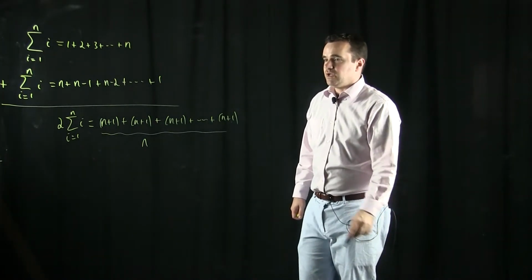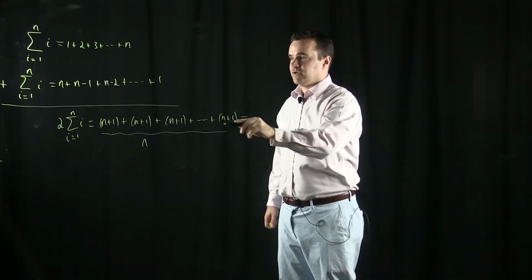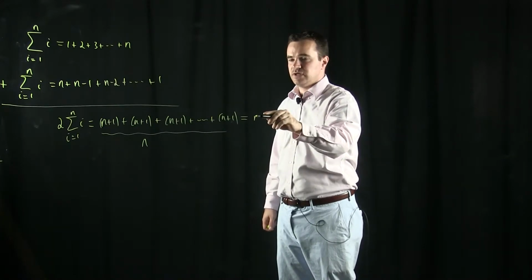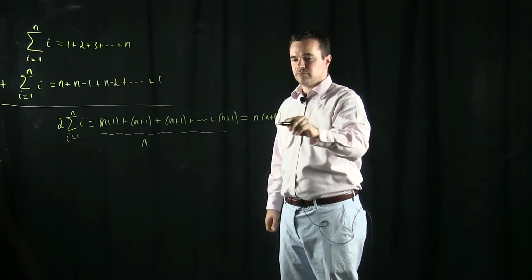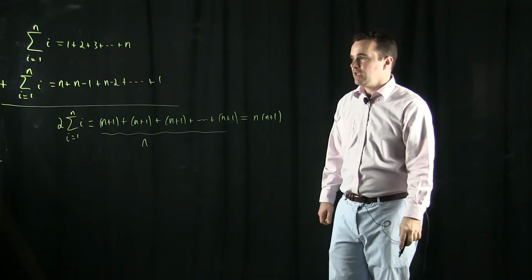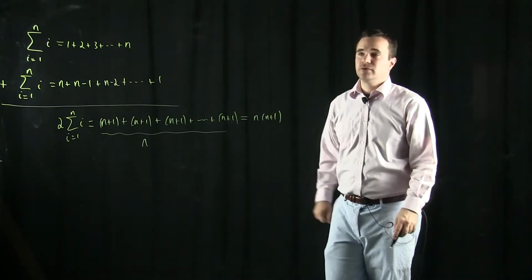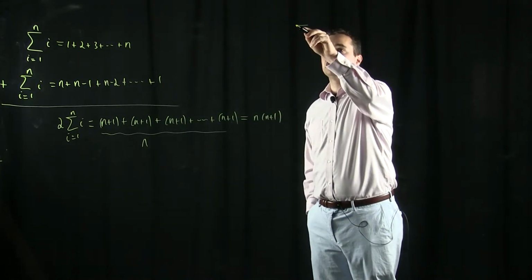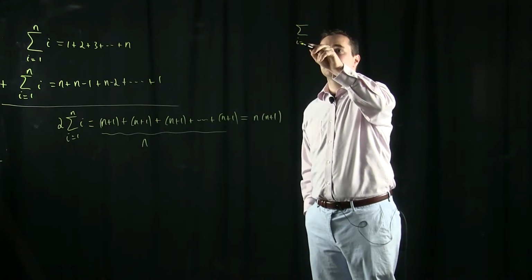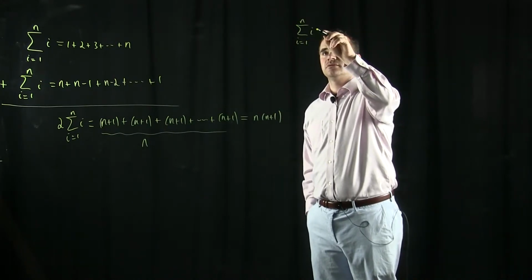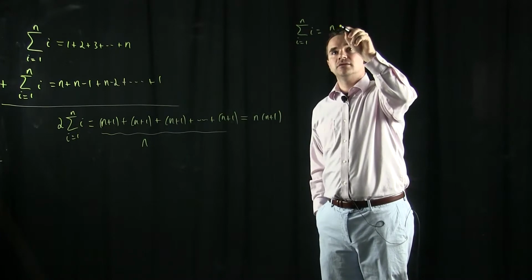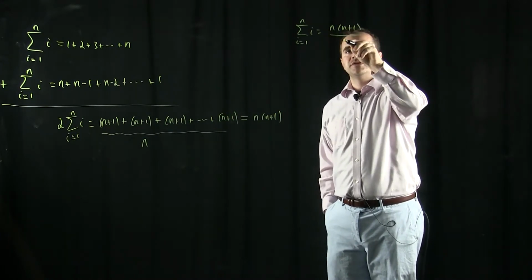So what you've done is you have found that twice the sum is equal to n times n plus 1. And now just dividing by 2 on both sides, you're going to get that the sum of the first n numbers is nothing but n times n plus 1 over 2.